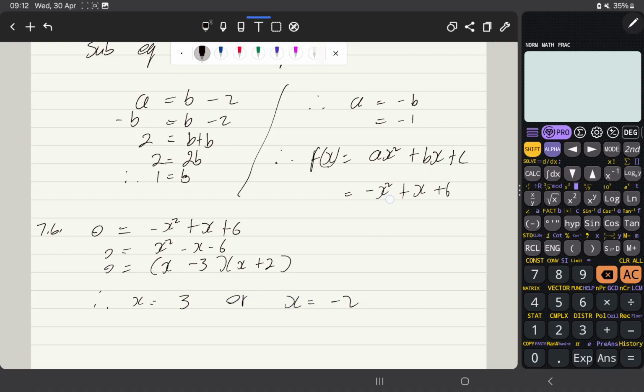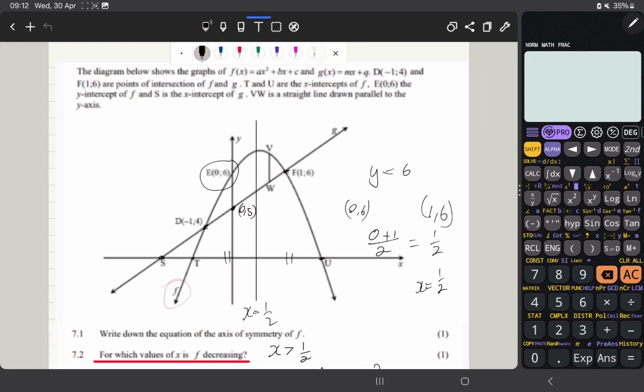So we have one positive x, one negative x, so that means that U is gonna be the positive x value. So this is 3 and 0, right? That's the coordinate we need. We can also say here T is minus 2 and 0, but we don't need it for now. I don't know if we're gonna need it later, but we don't need it now.